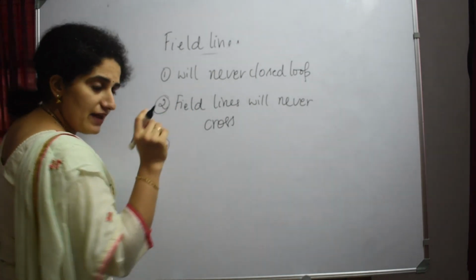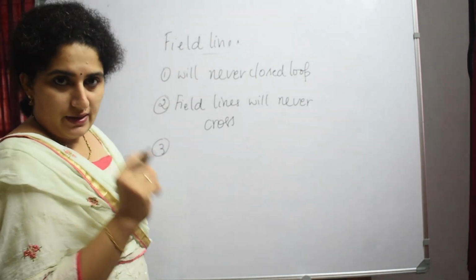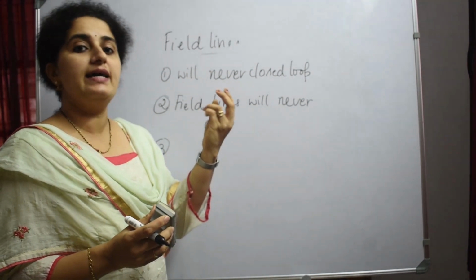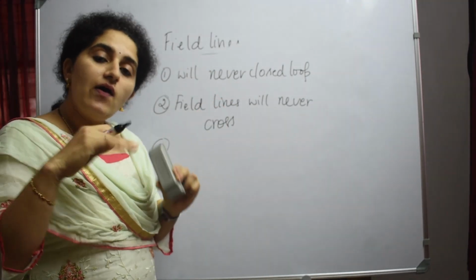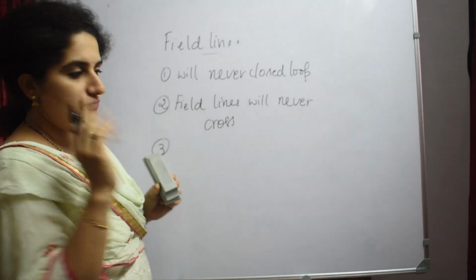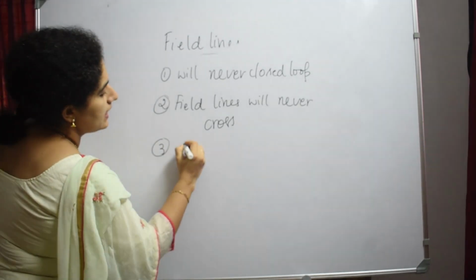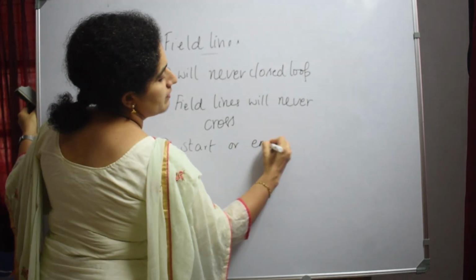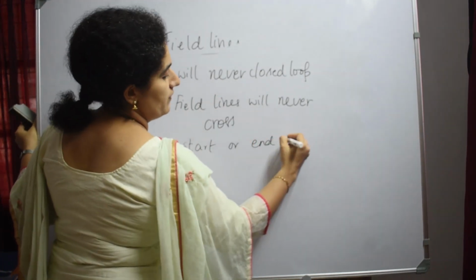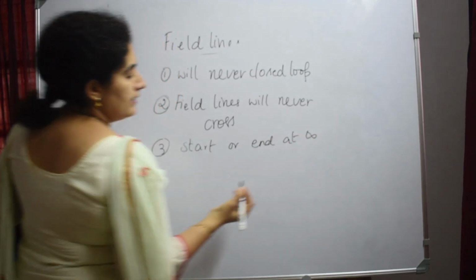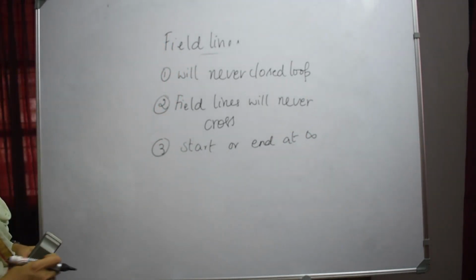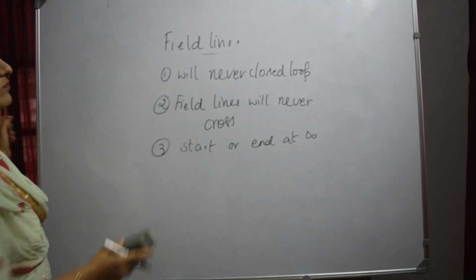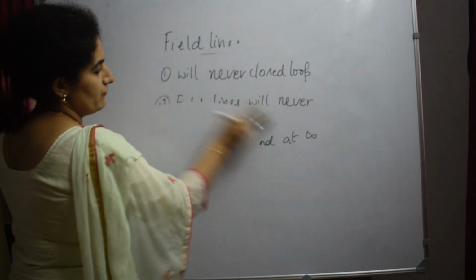Another thing is, if you have any point charge, then electric field lines will start or end at infinity. So if you consider a point charge, or a single charge, they will start or end at infinity. So these are some of the properties of electric field lines. Next we will move on with the electric flux.